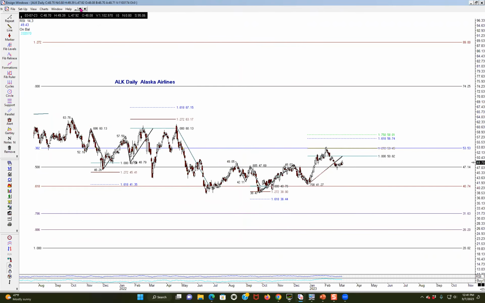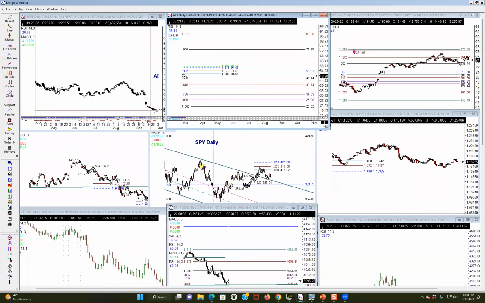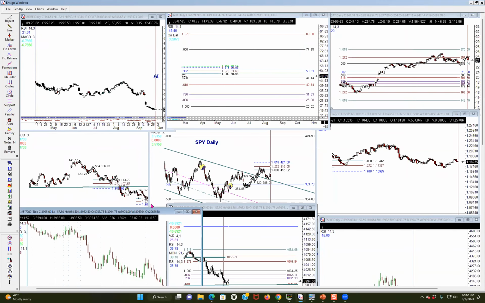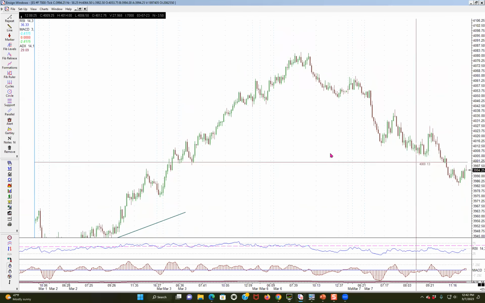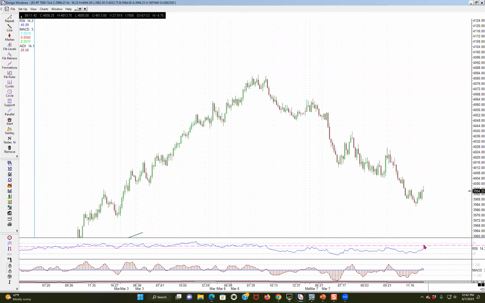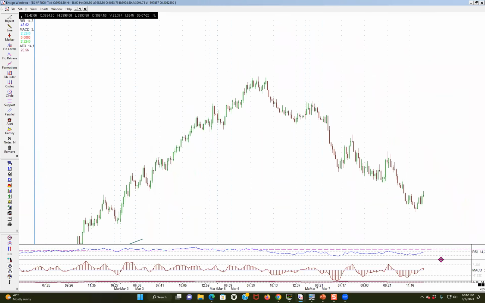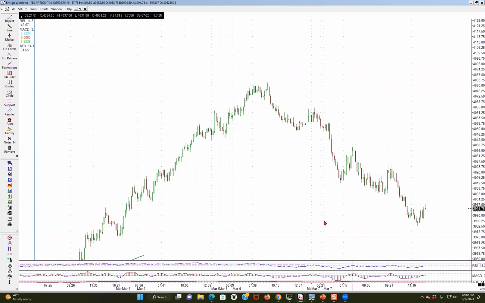Okay, let's see if we can get a couple more charts in. Which one do I want right now? I'm not sure I'm going to have time for all of them. So let's take a look at the S&P intradays. I'll just show you the pattern that formed today.